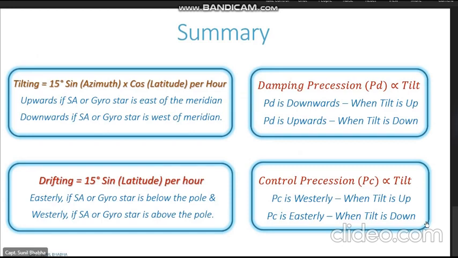So beta, these are the four forces now. Three forces we had already seen: tilting, drifting and control precession. Now we have added the fourth force, which is the damping precession. So if you want, you can take a screenshot of this and keep it to understand how the spin axis or the gyroscope behaves.